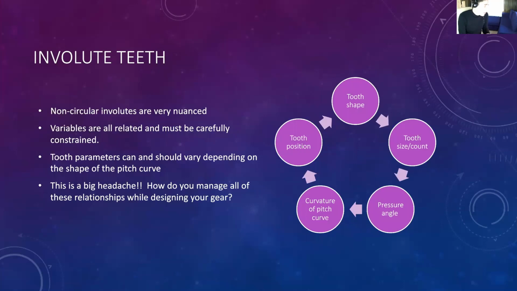Not only can you vary the parameters, but you should vary the parameters from one tooth to the next, because that continuous variation is what non-circular gears are all about. But it's a big headache getting all these relationships right. So how do you manage all of these relationships as you're designing your gears?